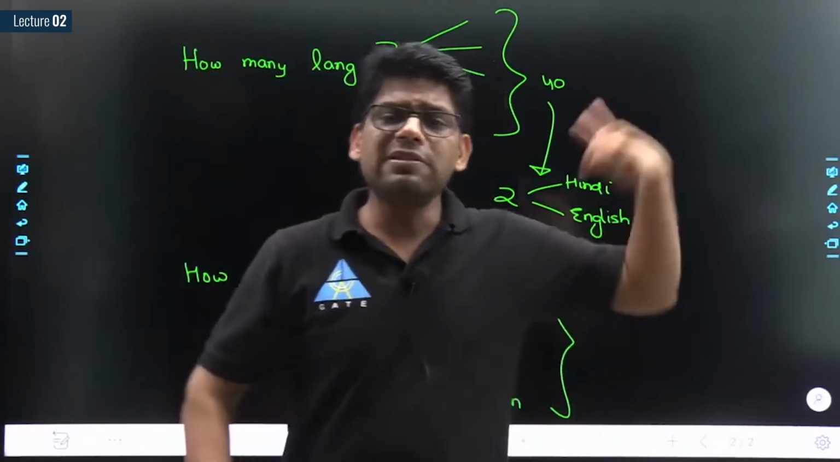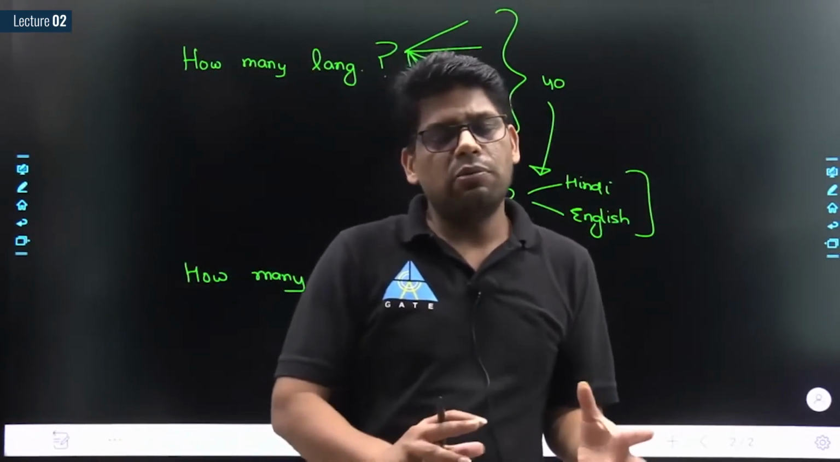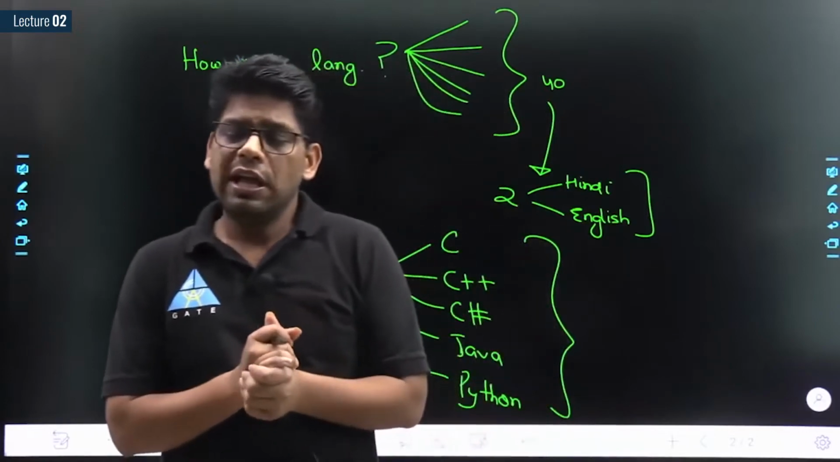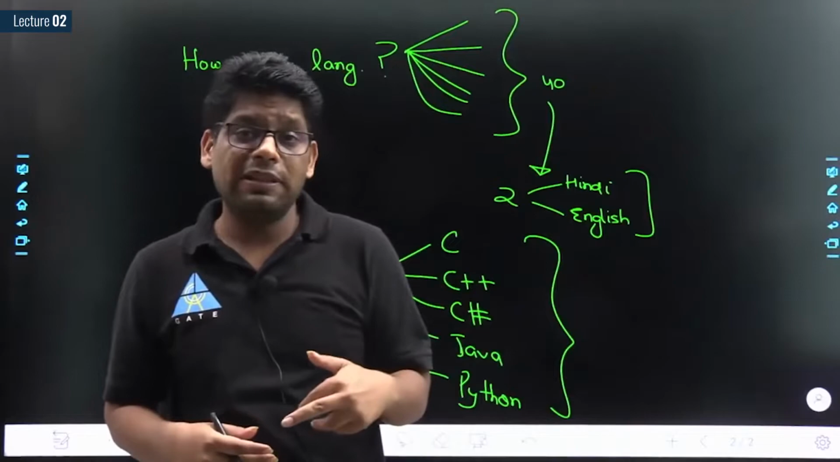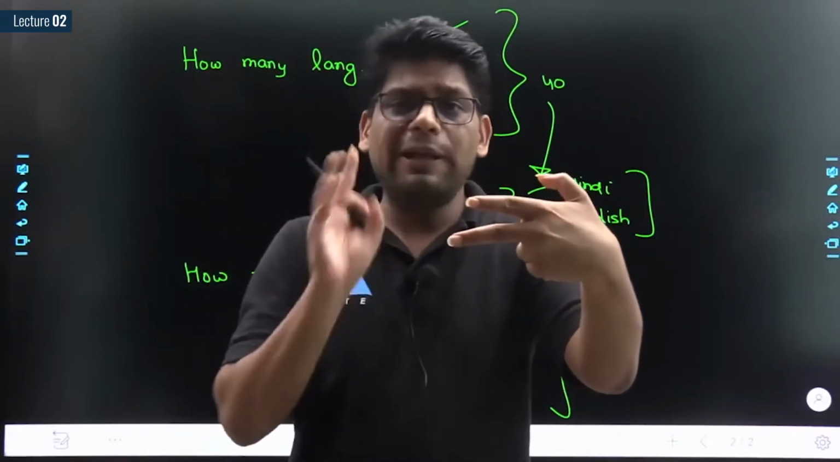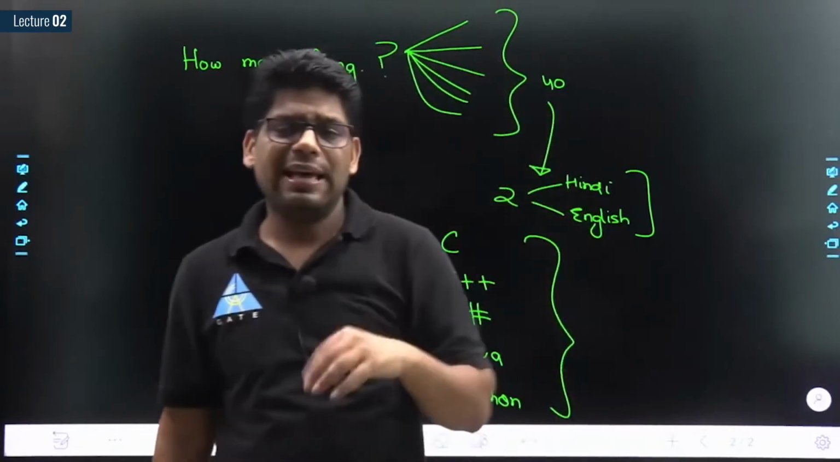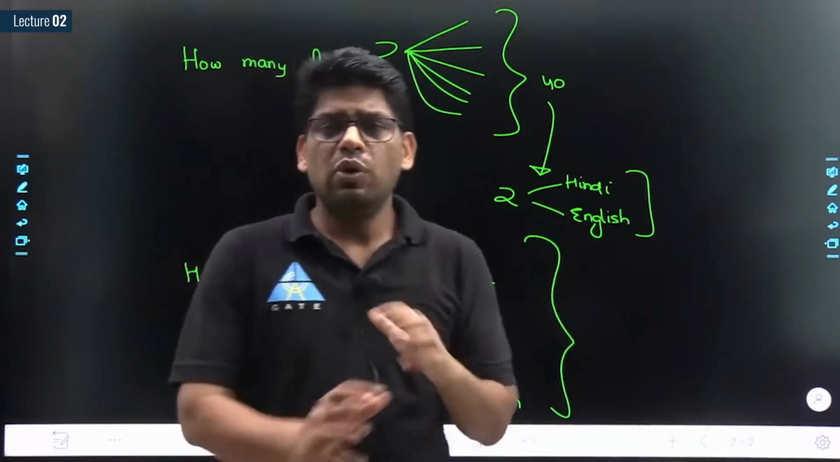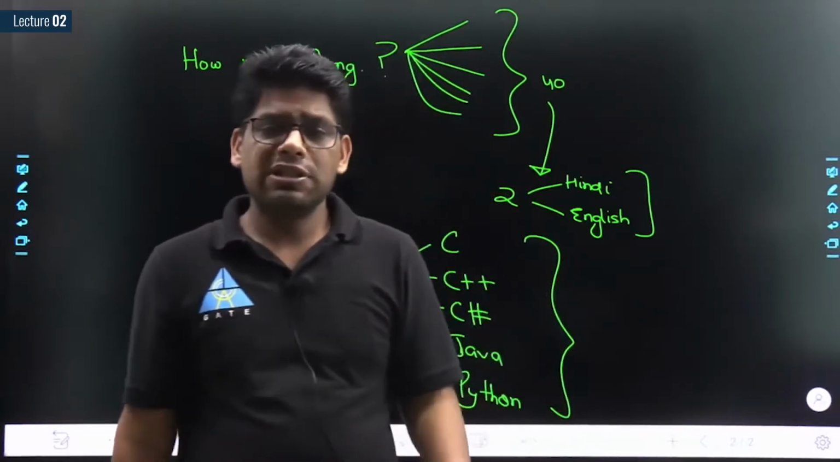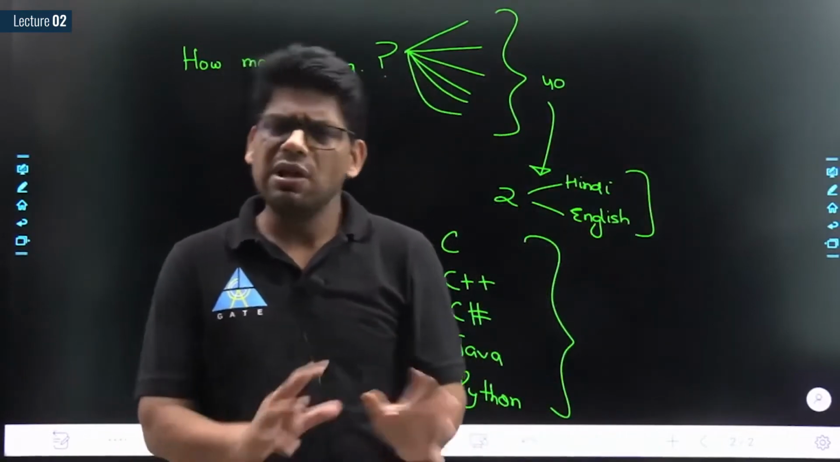But that does not mean C is of less priority. If I ask you, in industry, which one is used more, C++, Java or Python? In industry, Java and Python are used, not C++ as much as compared to Java and Python. So no programming language is inferior. No one is of high priority, no one is of low priority. It depends on the situation.